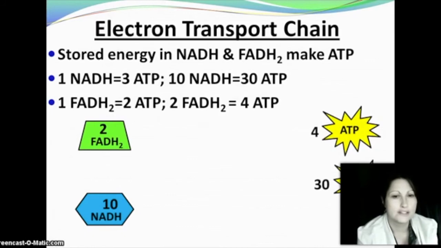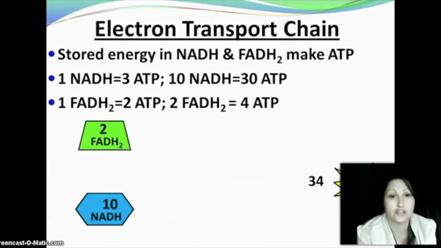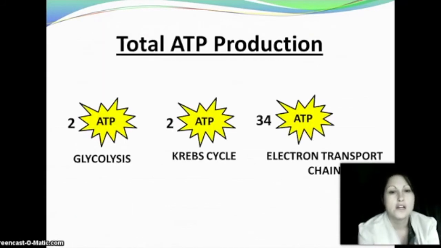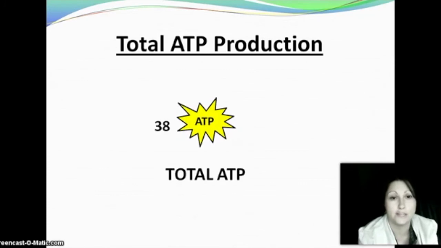All right, let's put that together. 30 plus 4 gives us 34 total ATP that we made in the electron transport chain. Compared to those little measly 2 here and there that we've been picking up, 34 is an awful lot of energy for our cells. So let's put that together for aerobic cellular respiration. Remember, we made 2 ATP directly in glycolysis, 2 directly in the Krebs cycle, and then we just made 34 in the electron transport chain. So if we put those all together, that gives us 38 total ATP. This is a magical number to remember because I promise you your instructor will ask you how many total ATP are produced in aerobic cellular respiration.